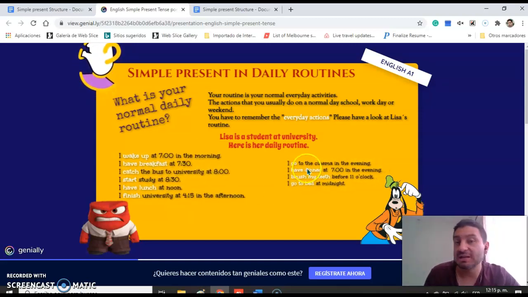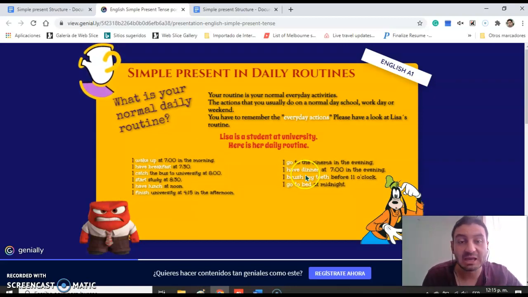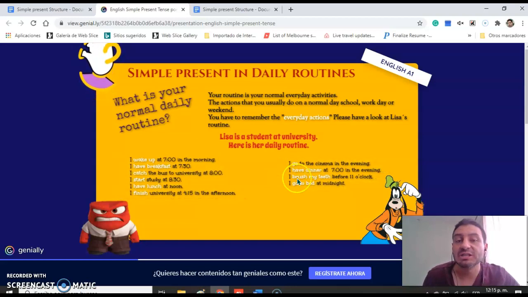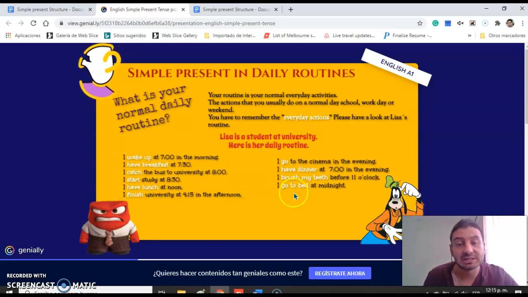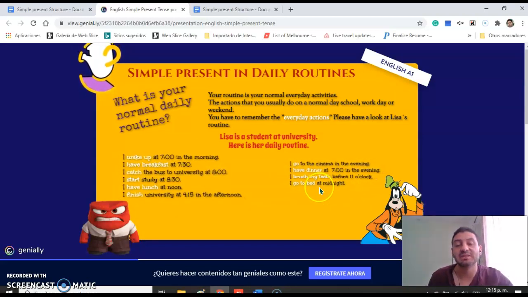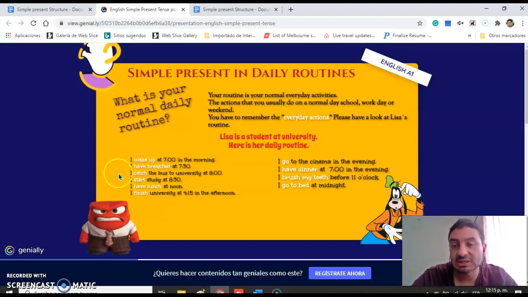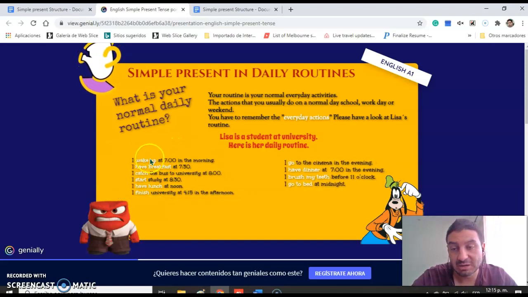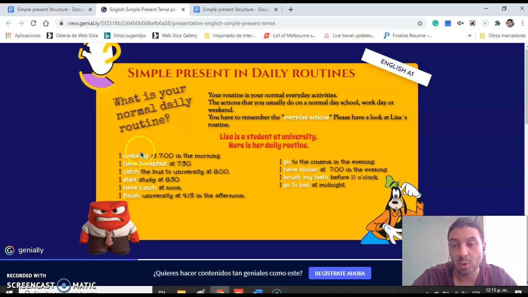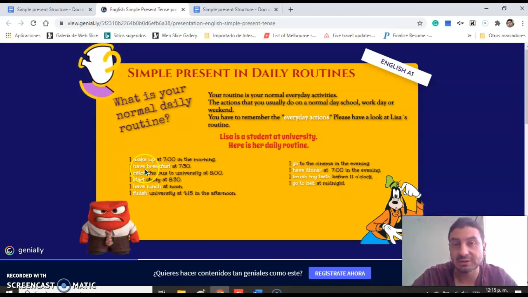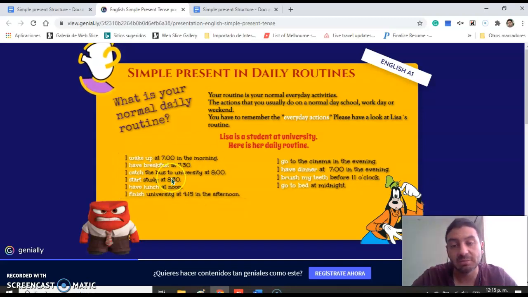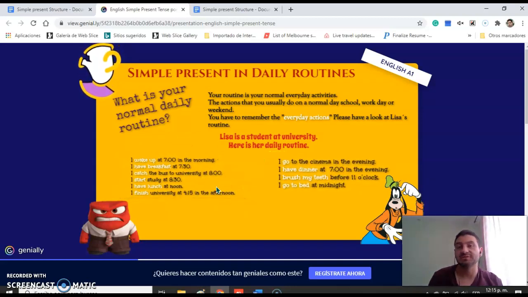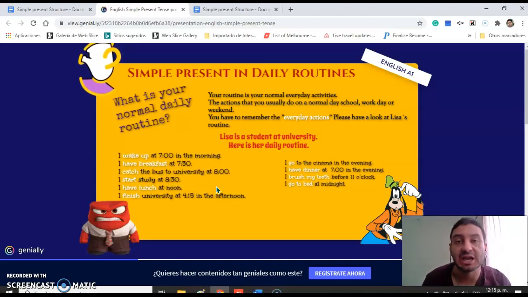I go to the cinema in the evening. I have dinner at 7 at night. I brush my teeth before 11 o'clock at night, and I go to bed at midnight. So my friends, as you can see, there is also the same structure: subject, verb, which are the ones in white. So those are the daily routines action, and of course the complement, the ones in black. So this is one of the most important uses of simple present, to express daily routines.